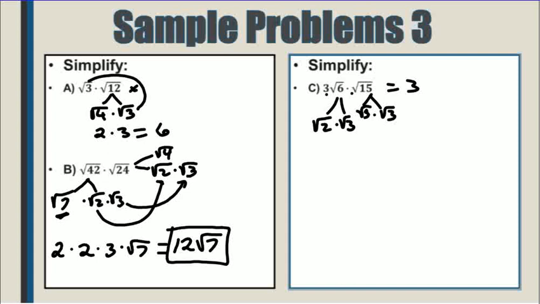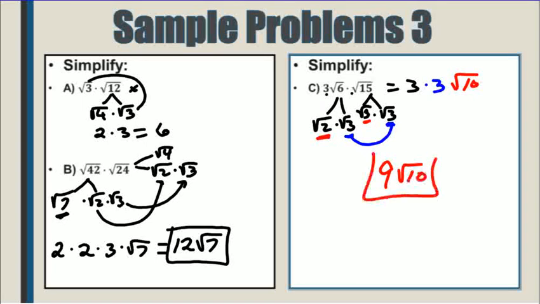The reason why I'm breaking it down is because I can see I have partners here. Square root of 3 times square root of 3 is 3. So I can multiply that 3. And all I have left now is the square root of 2 times the square root of 5, which is the square root of 10. My answer would be 3 times 3 is 9 times the square root of 10.